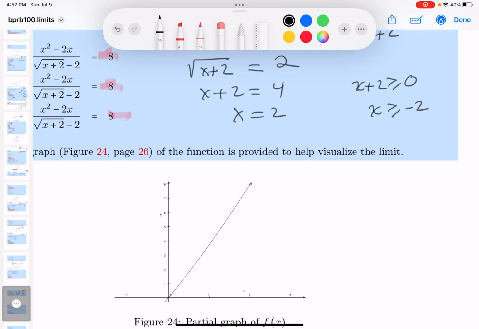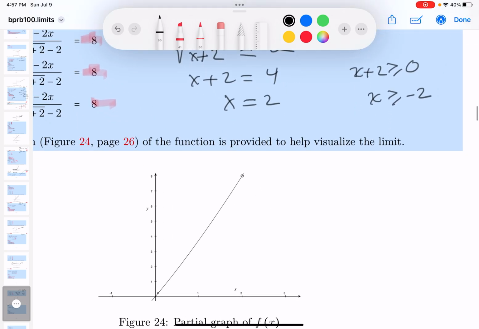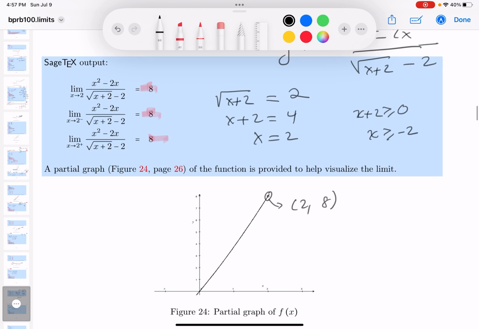All right, now I want to point out what I mean by that. If I go over here, I have an open circle at 2. And what am I saying that open circle is equal to? It's equal to the point (2, 8). Again, looking at it, I got that. And by the way, I'm going to just extend it over there. But there's a hole there.